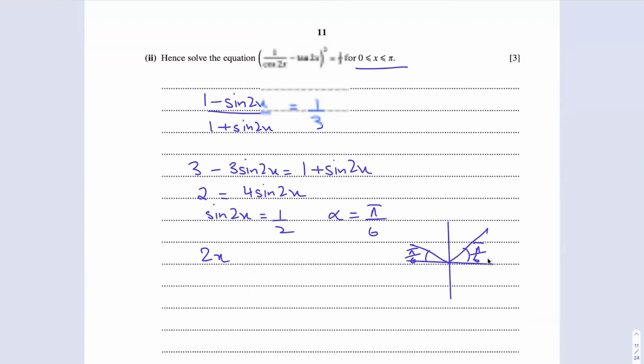So 2x is equal to the first angle, pi upon 6, and the second angle will be pi minus pi upon 6. So 2x is equal to pi upon 6 and pi minus pi upon 6. So x will be equal to pi upon 12, and pi minus pi upon 6 divided by 2 will become 5 pi upon 12.